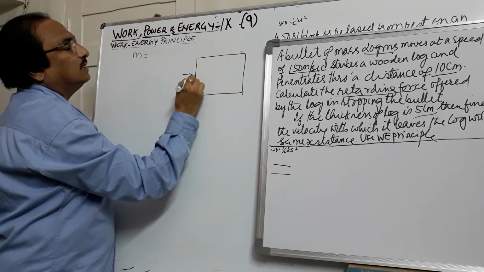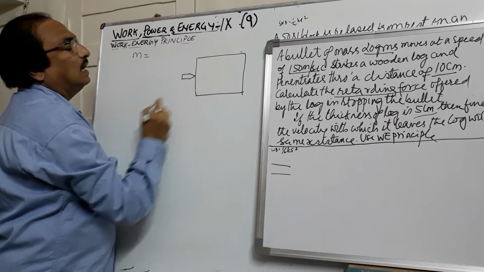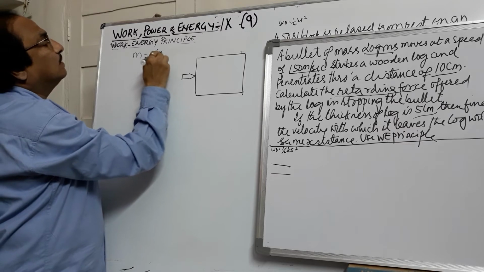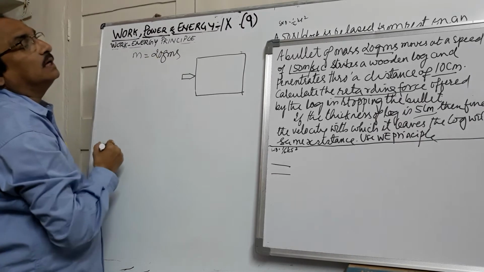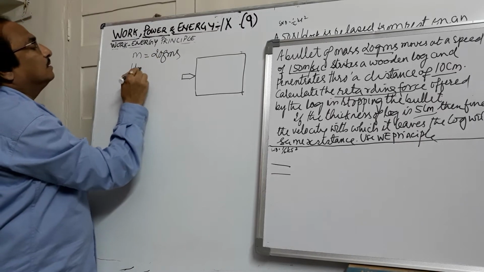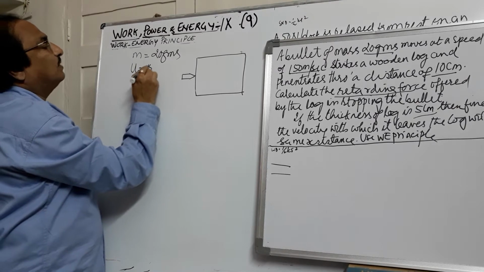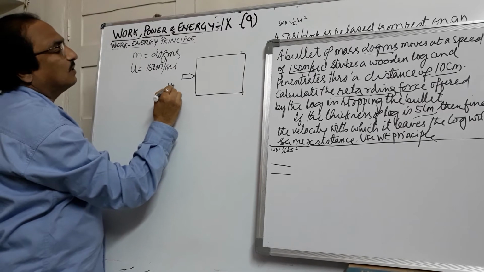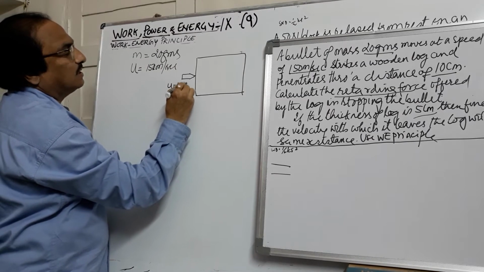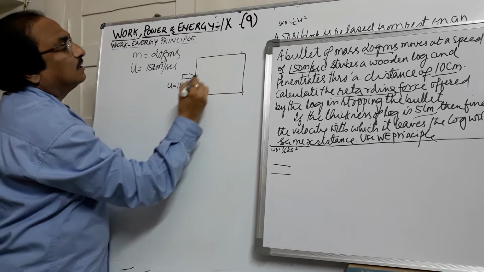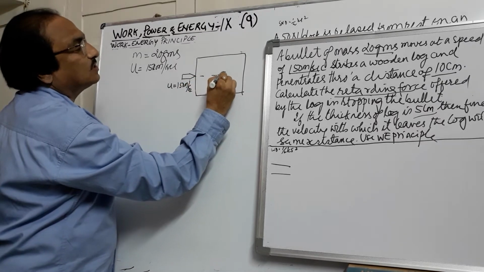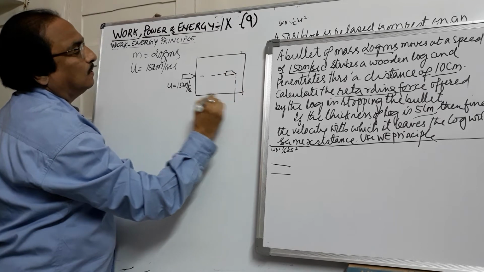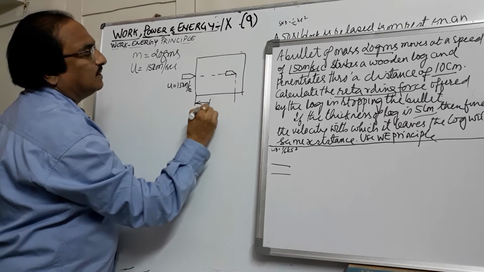The bullet is fired and the mass of the bullet is 20 grams. It is moving with a velocity of 150 meter per second. So here the initial velocity is 150 meter per second. This will penetrate to a distance of 10 centimeters.